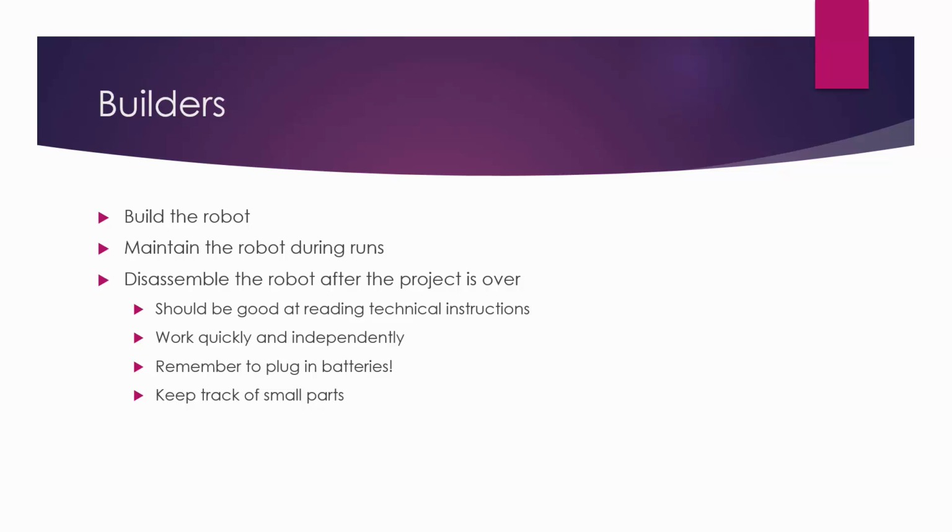One of the most important parts of the builder's job actually occurs after the project is over. We're going to run these robots as soon as we come back from Thanksgiving break, but after the robots are run, the builders are responsible for coming back in and disassembling the robot. If you do not disassemble the robot and you make me do it, you will lose many, many points because that is part of your job. You have 3 main jobs: build the robot correctly, maintain the robot, and disassemble the robot.